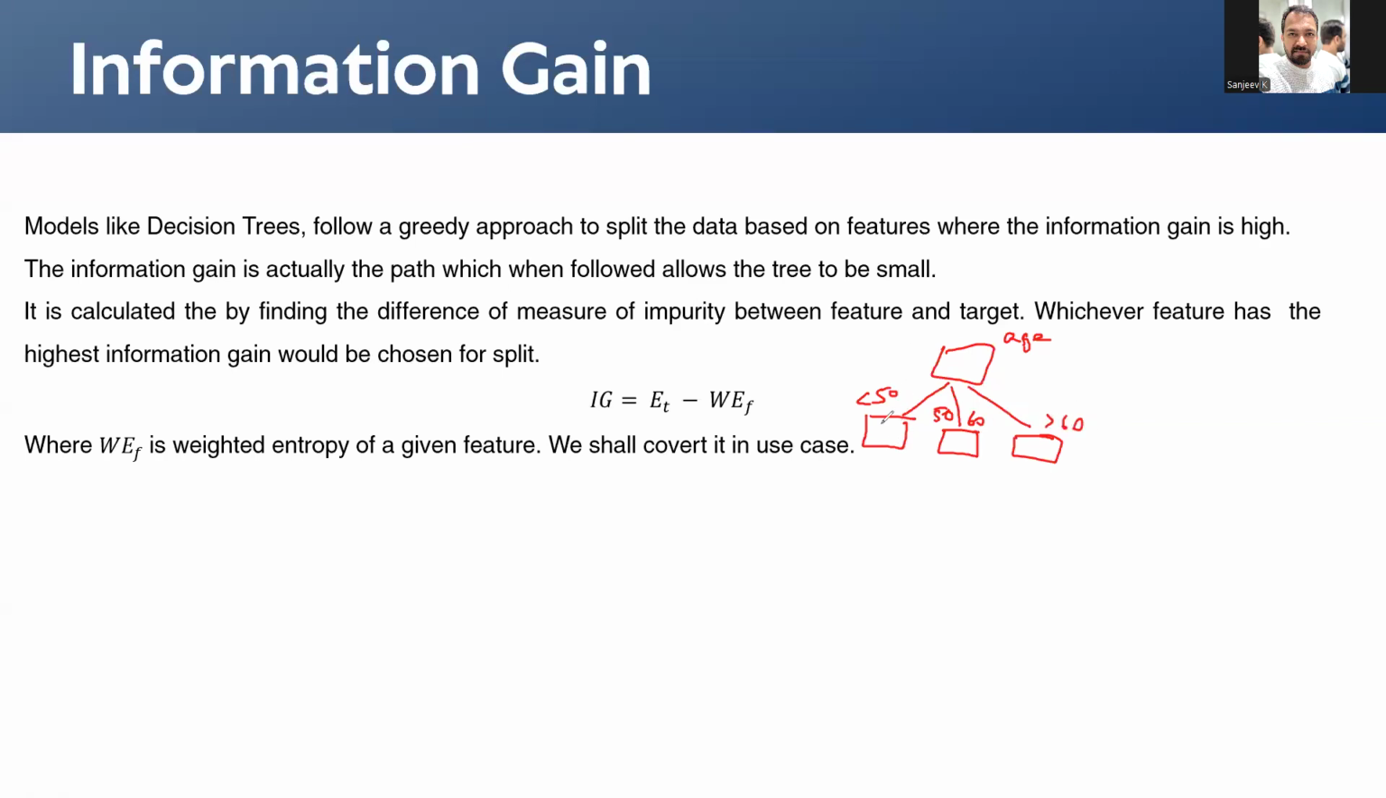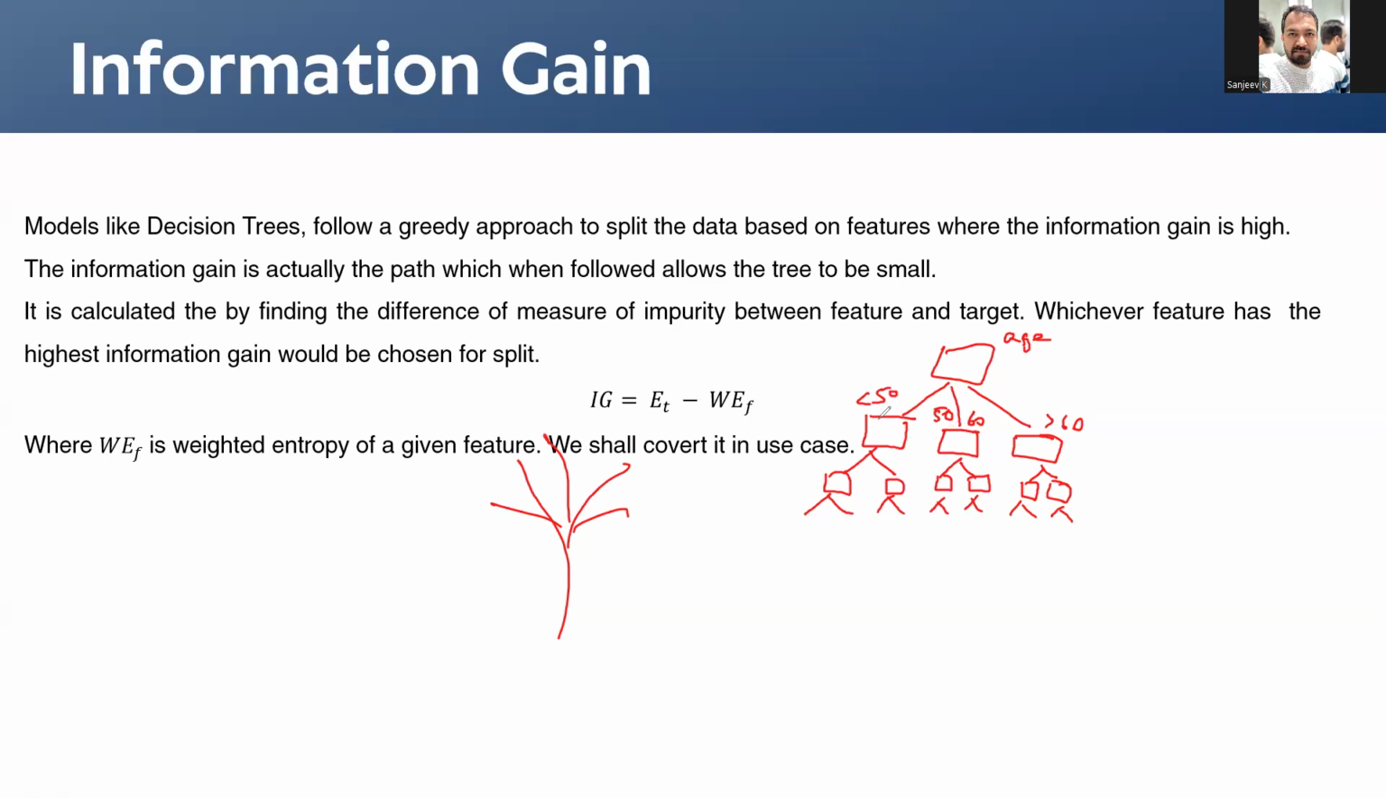this. And under age, maybe I can have gender, male and female. Here also you'll have gender, male and female. Here also you'll have gender, male and female. And after gender, maybe you can have salary slab, and it will continue to grow the tree. This is a tree in reverse. If you notice a tree, it would look like this, right? That is why it is called a decision tree.